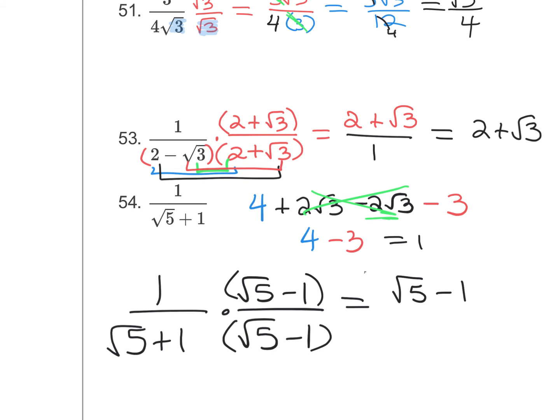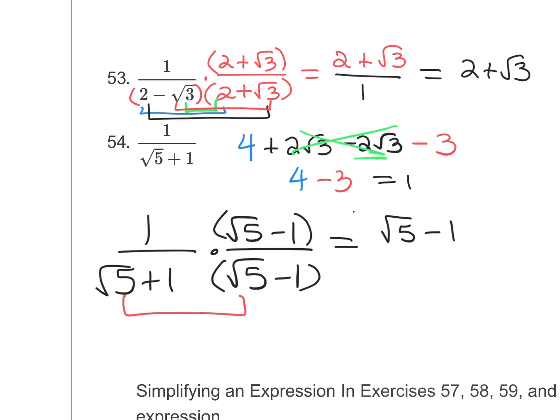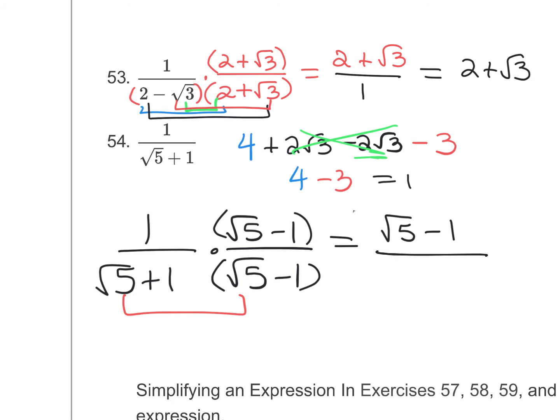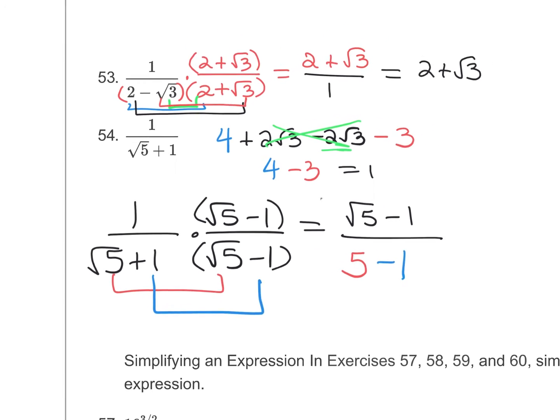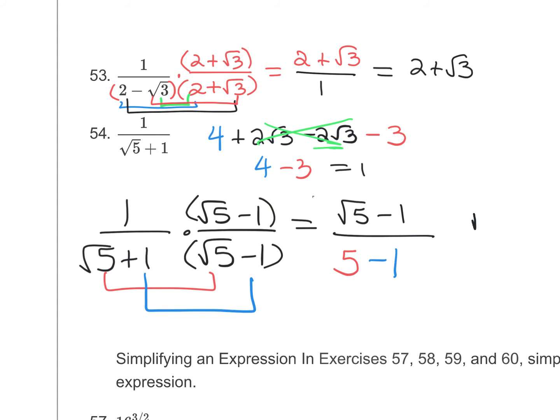So when I do first, I get radical 5 times radical 5, which is a pair of 5's, so the radical goes away. And then 1 times negative 1 is negative 1. So the numerator stays square root of 5 minus 1, but the denominator becomes 5 minus 1, which is 4. And you're done.